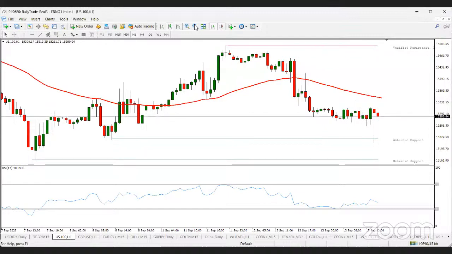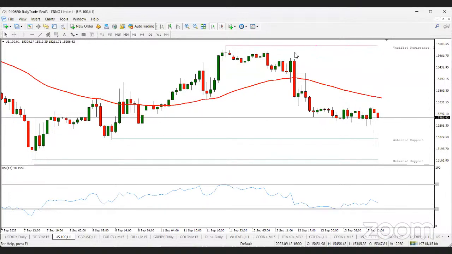I said if you have two consecutive bearish candles below the EMA, sell. I remember I said that. And I said if you have two consecutive bullish candles above the EMA, buy. Even on 1 hour, you can do it. If you look at US 100 on 1 hour, we had two consecutive.